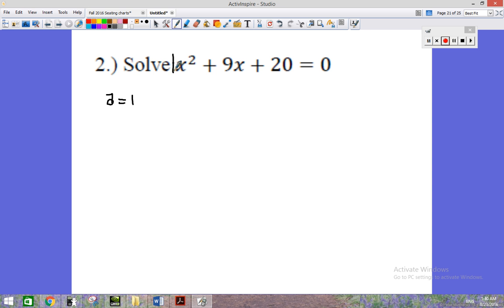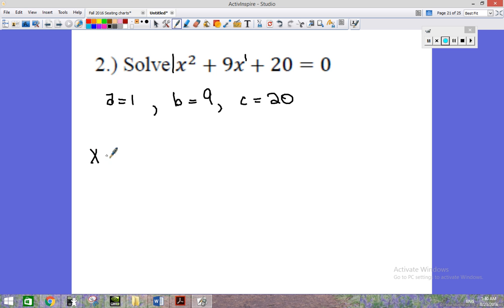A is the coefficient of our squared term. B is the coefficient of our x to the first, our linear term. And our constant, the one that doesn't have a variable with it, C is equal to 20. So I identify A, B, and C.